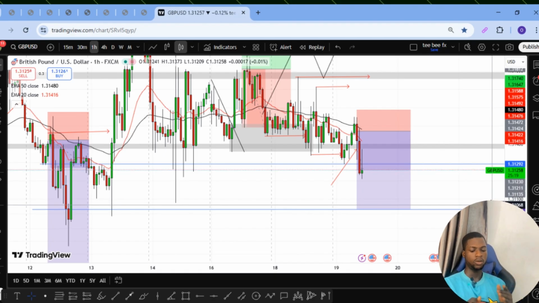Obviously you cannot lose this trade anymore. It can either be a break-even trade, or a small profit, or a massive win. So that is the only option we have. So let's see how it plays out.